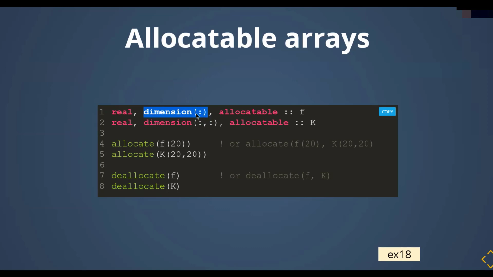But instead of specifying the exact size, you provide a colon for the rank, first rank here in this case. And then you can also move the parentheses to put it here as well, so you don't have to use the dimension here. If you have a two-dimensional array, you specify colon, comma, colon, or parentheses colon, comma, colon after here. And then you have this allocatable attribute.